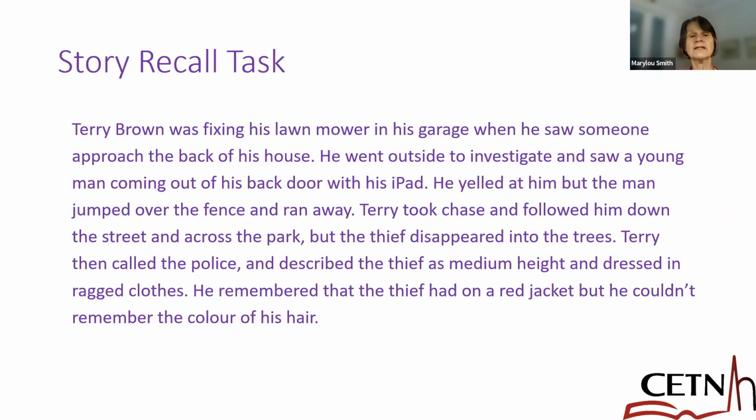Terry Brown was fixing his lawnmower in his garage when he saw someone approach the back of his house. He went outside to investigate and saw a young man coming out of his back door with his iPad. He yelled at him, but the man jumped over the fence and ran away. Terry took chase and followed him down the street and across the park, but the thief disappeared into the trees. Terry then called the police and described the thief as medium height and dressed in ragged clothes. He remembered that the thief had on a red jacket, but he couldn't remember the color of his hair.